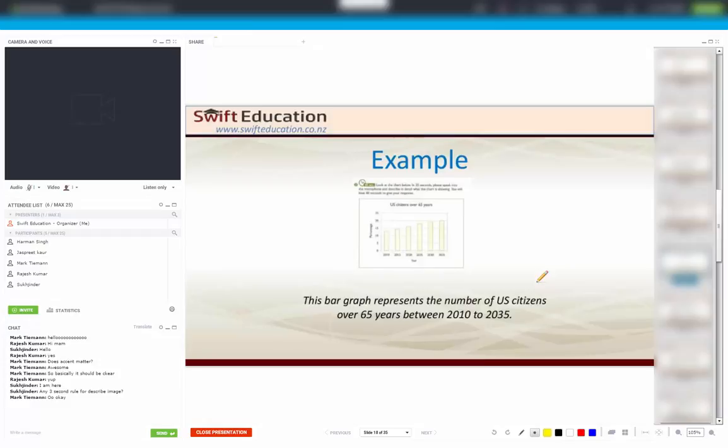Okay, mentioning the period is really important because you need to understand whether you're using a present tense, a future tense or a past tense. So in here, if it's 2010 to 2035, what kind of tenses are we going to use? Guys, are you listening?